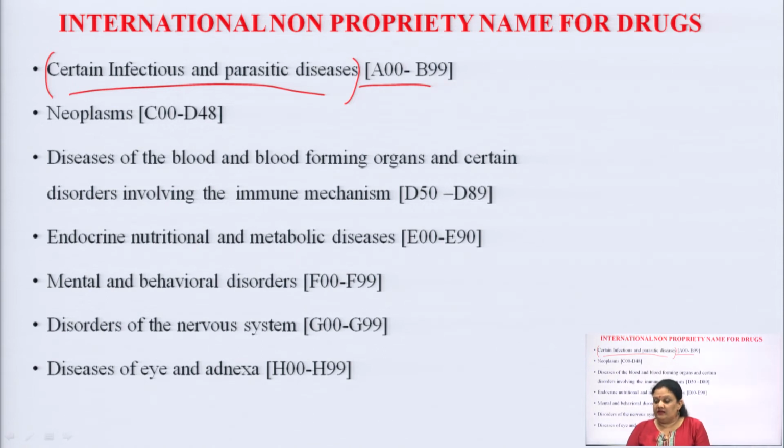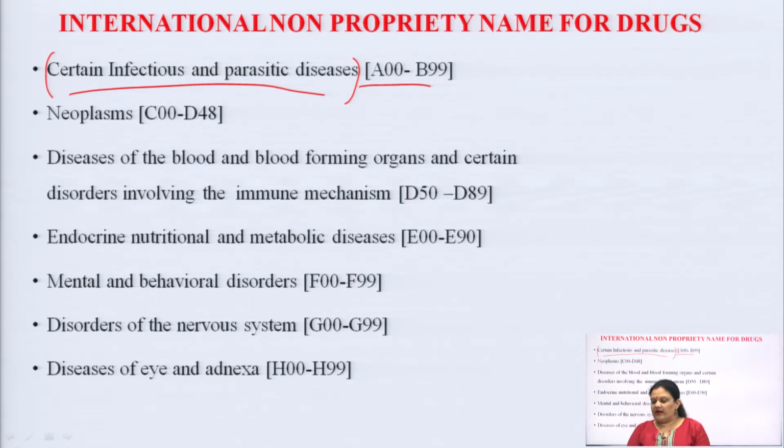The third one is the disease of the blood or the blood forming organs like hemopoietic systems, and certain disorders which involve the change in the immune mechanism or the agents which are having potency, we can say the immunosuppressive or immunostimulant agents. Okay. So, these are the codes given for this system: D50 to D89.